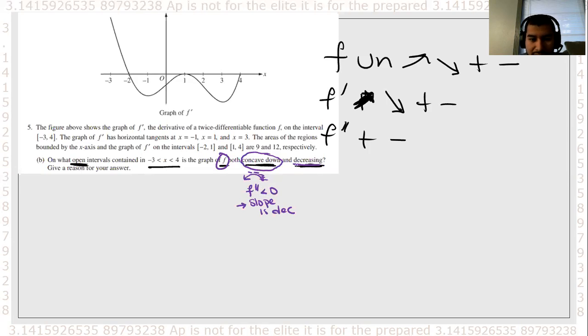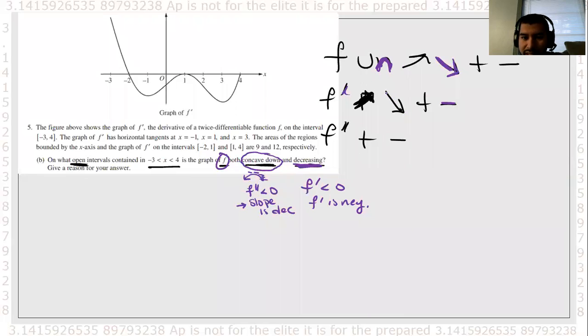Now f prime is decreasing. Well, how does a function decrease? Well, f decreases when f prime is negative. So when f prime is negative, that's what we're going to go ahead and do. So we want to look at concave down. So concave down is here.